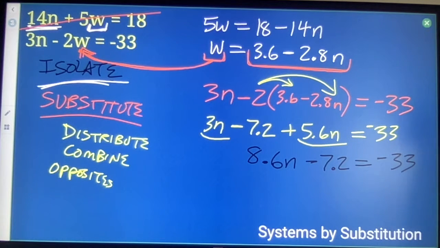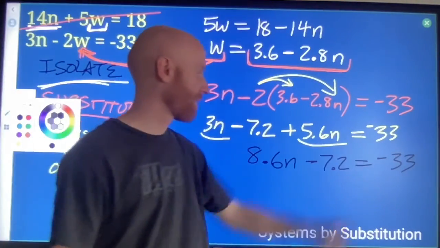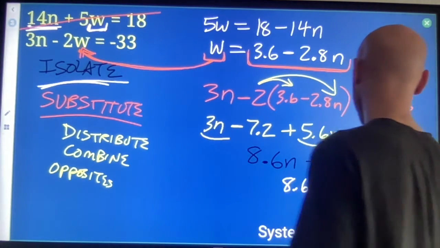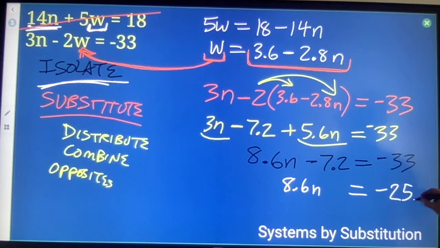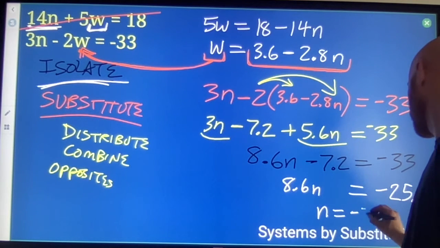Two-step equation from here on out, so should be simple for you at this point. Add the 7.2 to both sides. We got 8.6n equals negative 25.8. Divide by 8.6 on both sides, and we finish with n equals negative 3.